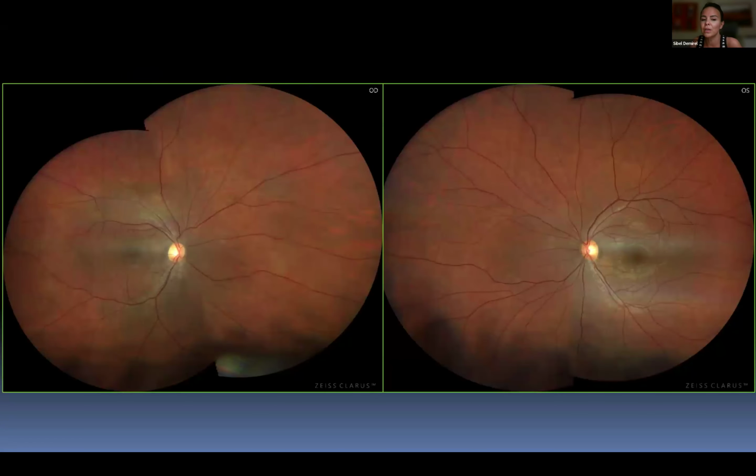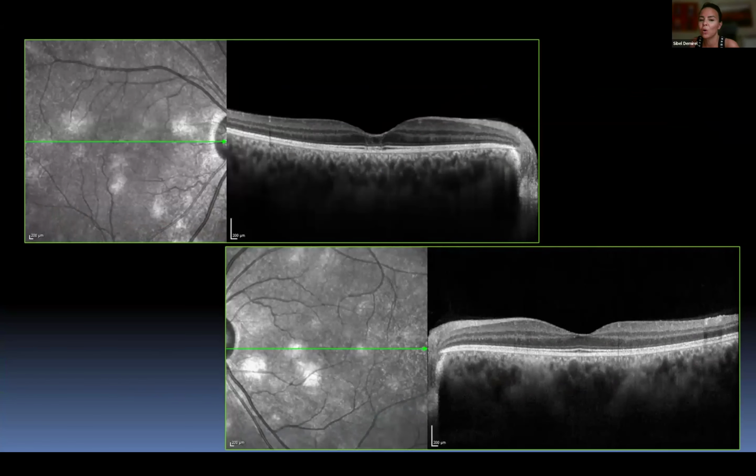These are the color fundus photographs taken by the Clarus wide-angle system. As you see here, the optic nerve and the vascular system look pretty normal, especially in his left eye. Maybe we can see some changes in the foveal area in his right eye, but I was not sure about the diagnosis at that time when I saw the patient's fundus, and I thought that this is normal. Let's see what's happening in the OCT scans.